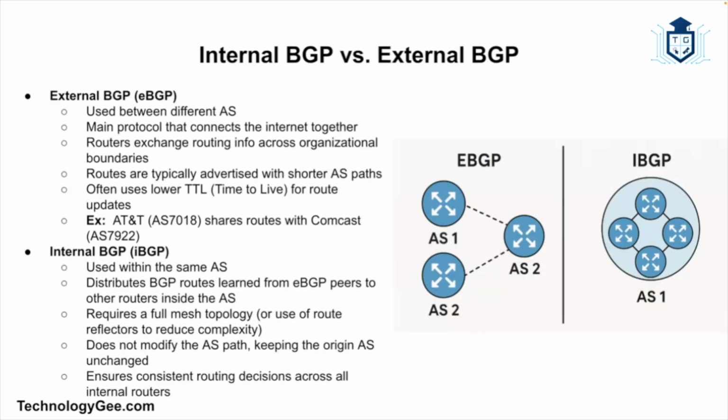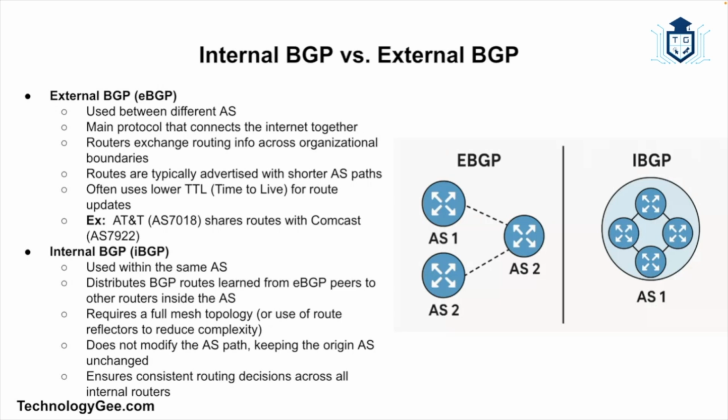There are two types of BGPs that you're going to often hear about, and the first one is called external BGP, and this is used between different autonomous systems, and this is the BGP that glues the internet together. An example of this would be AT&T and Comcast, where they share routes with each other.